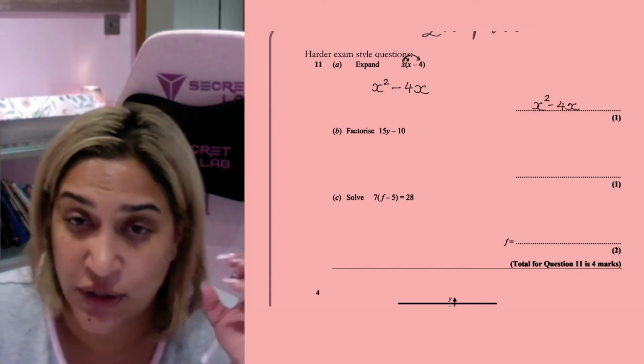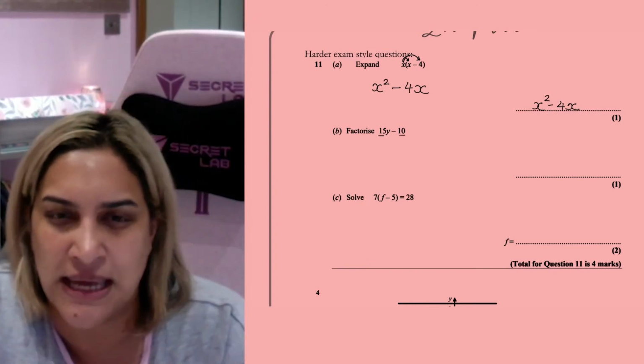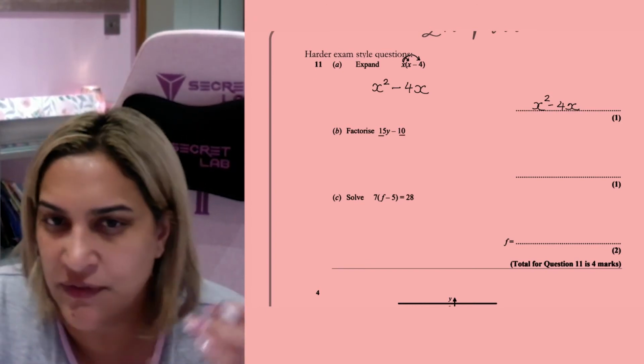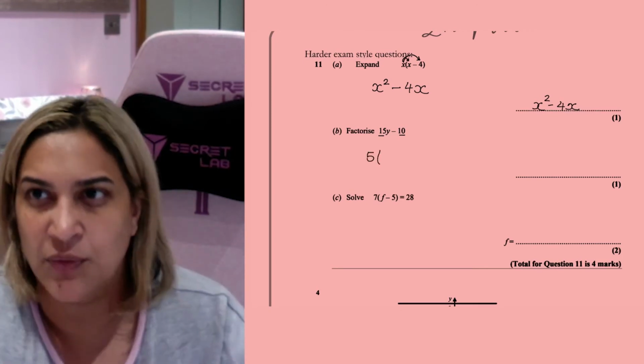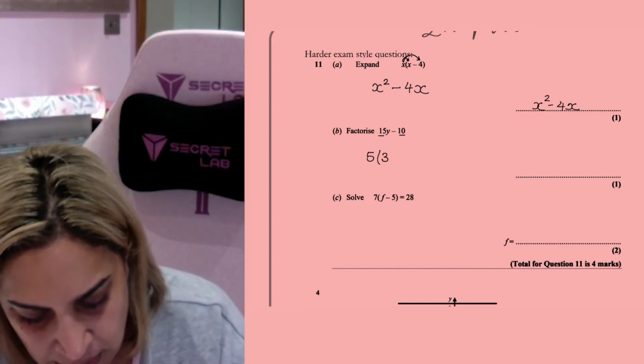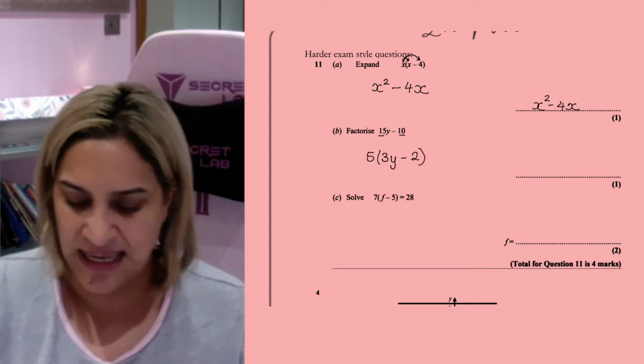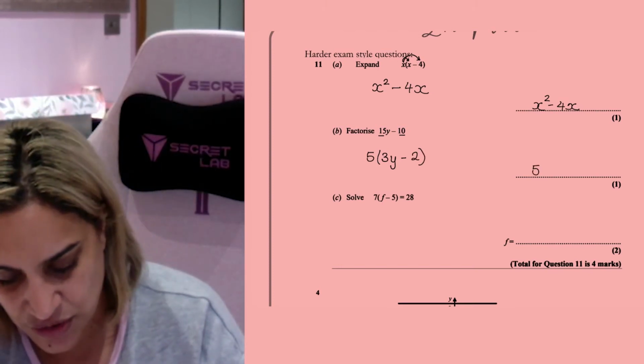So remember what we said, we look at the numbers first. What goes in 15 and what goes into 10? Well, they're both in the 5 times table. So we're going to take 5 outside the bracket, and we say, how do we get from 5 to 15? We've got times by 3, and we've got y minus 2. And can you see there wasn't any letters the same, so there was nothing else that we needed to do there.